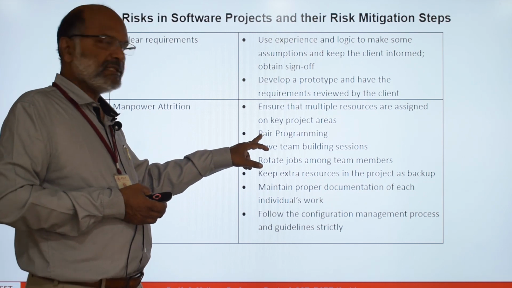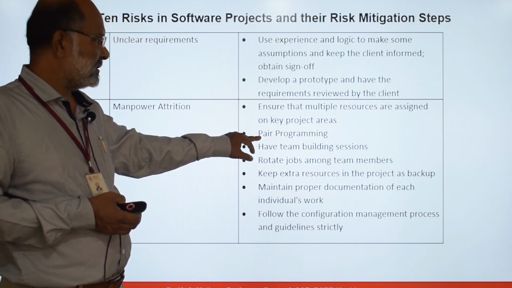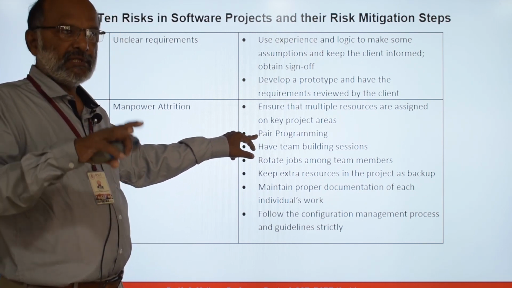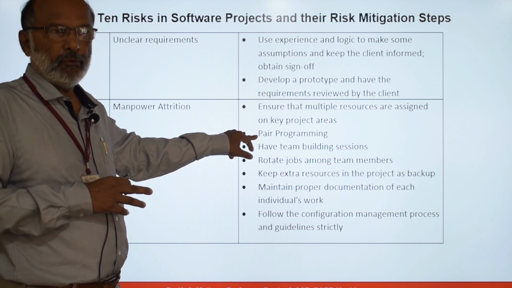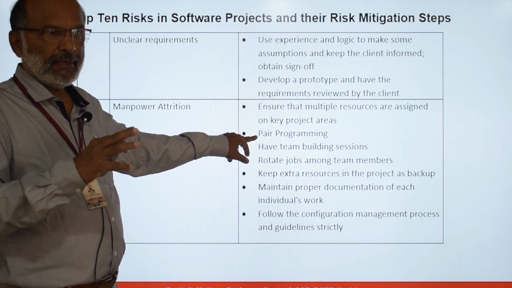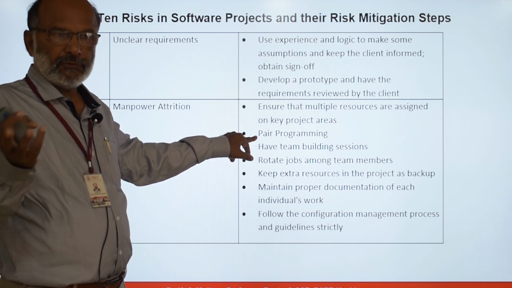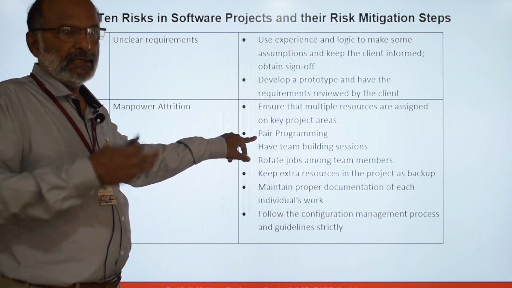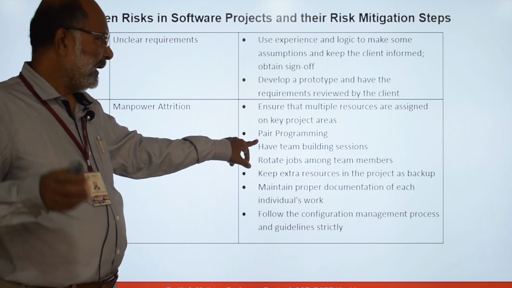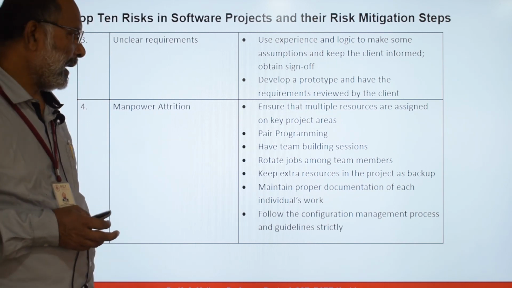Pair programming is a technique followed in agile practices where two programmers sit in front of one computer and do programming. So that way you are training two resources on the same program. So even if one person leaves the organization, there is another developer who is familiar with the same code, he can continue maintaining that program.